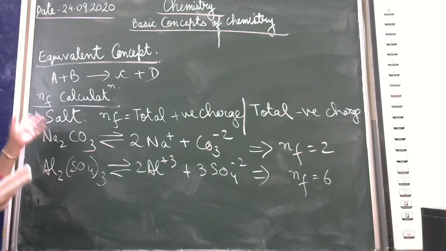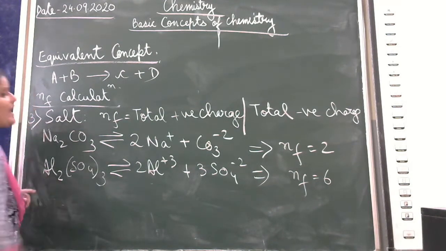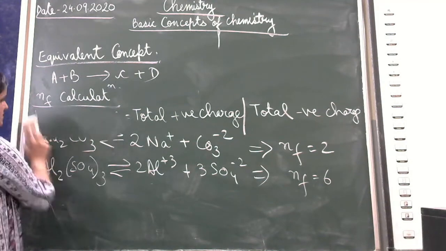Clear? So this is how we are going to calculate n factor for an acid, base and salt. One more is there, that is how to calculate n factor for oxidizing or reducing type of agents. Okay?